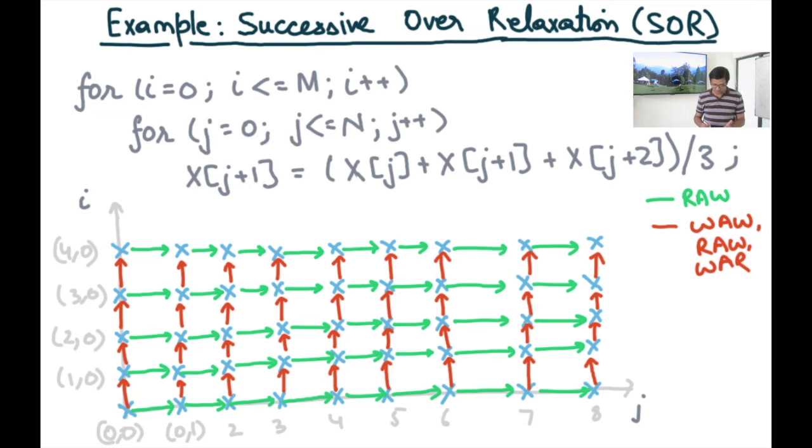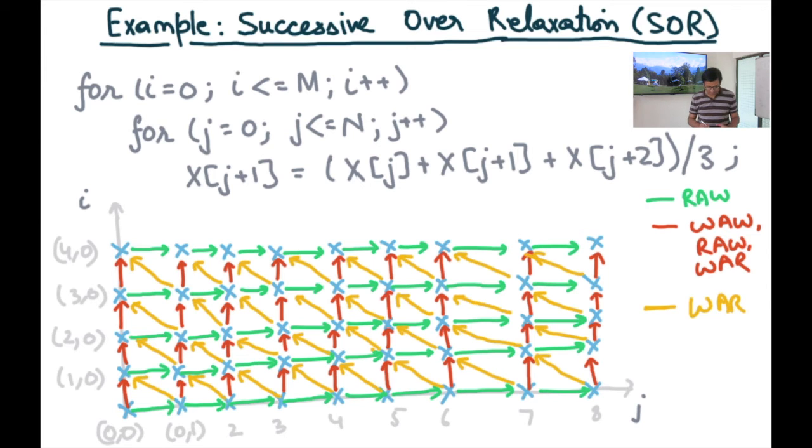And which one is happening later? 1, 0 is happening later in the ascending lexicographic order, and it is actually doing the write. So this is a write after read dependency. So there are write after read dependencies from 0, 1 to 1, 0, and similarly from, let's say, 1, 1 to 2, 0, 2, 1 to 3, 0, and so on. And I can replicate this on the other sides as well. And so this is basically my dependency graph over the iteration space that we have.